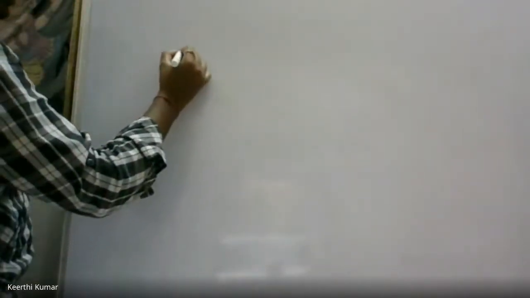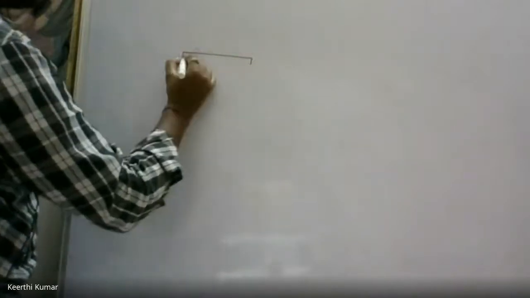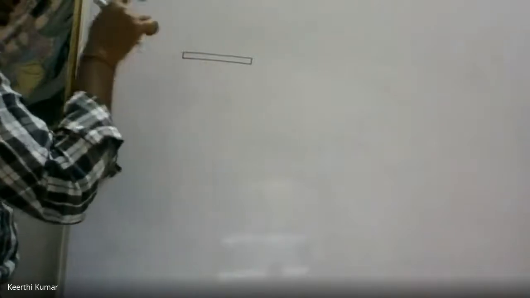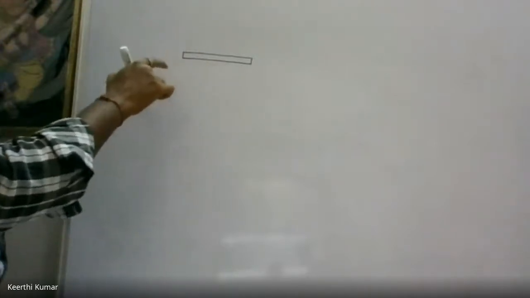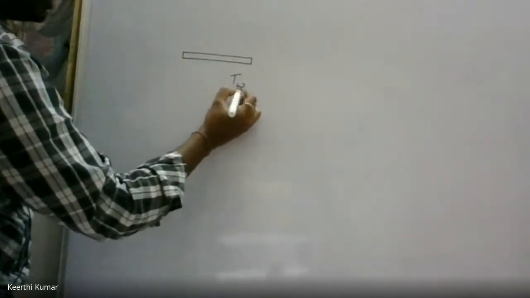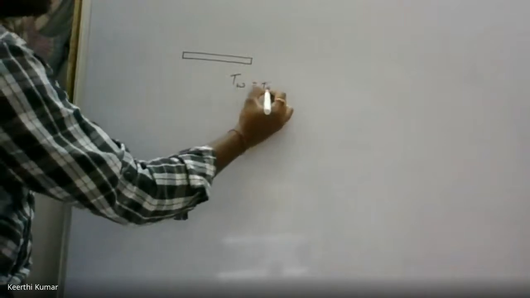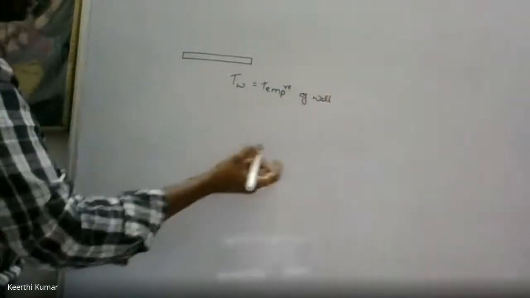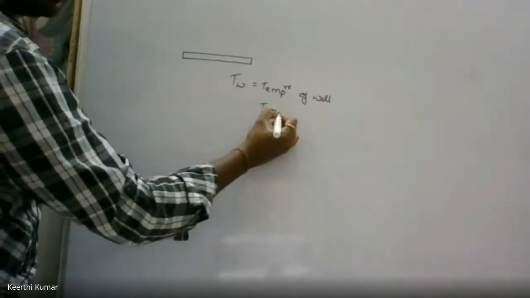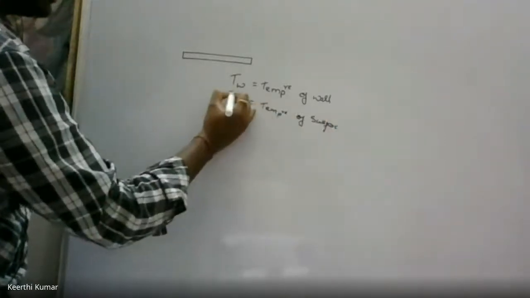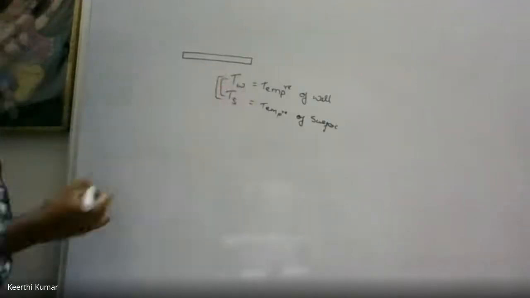coming to natural and forced convection, for example, assume one plate. Assume there is a horizontal plate, and this horizontal plate is very, very hot in temperature. I take this as TW. TW is nothing but the temperature of the wall. You should remember the notations. Temperature of wall is called TW. Sometimes we'll also call it the temperature of surface, so in that case the notation is TS. These two are the same. There is no difference between these two.